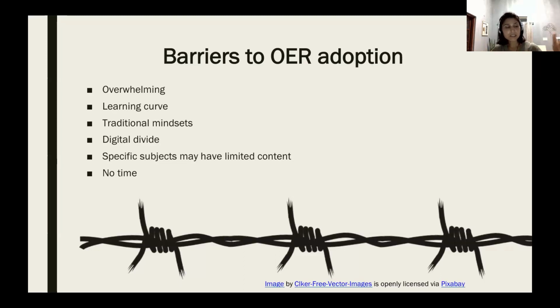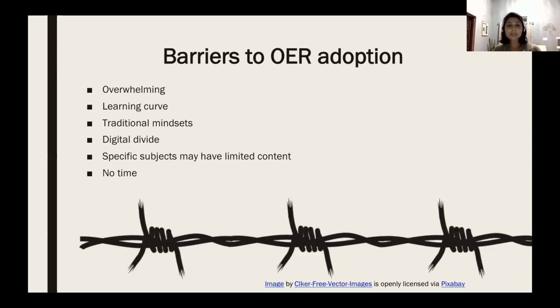There are certain barriers which are still stopping OER from being used globally, or being used with the intensity it is intended to be used. Sometimes OER becomes overwhelming. As I said, most of the time it is digital, so people who are not very hands-on with digital systems or multimedia might find it a little difficult to access the resource.